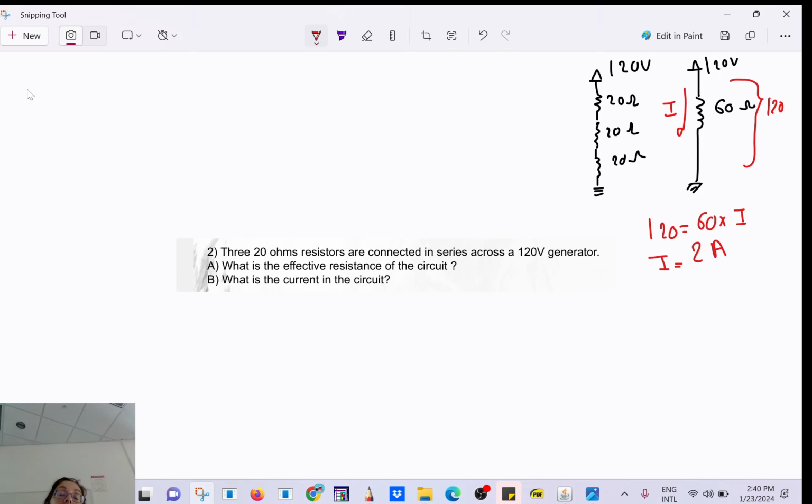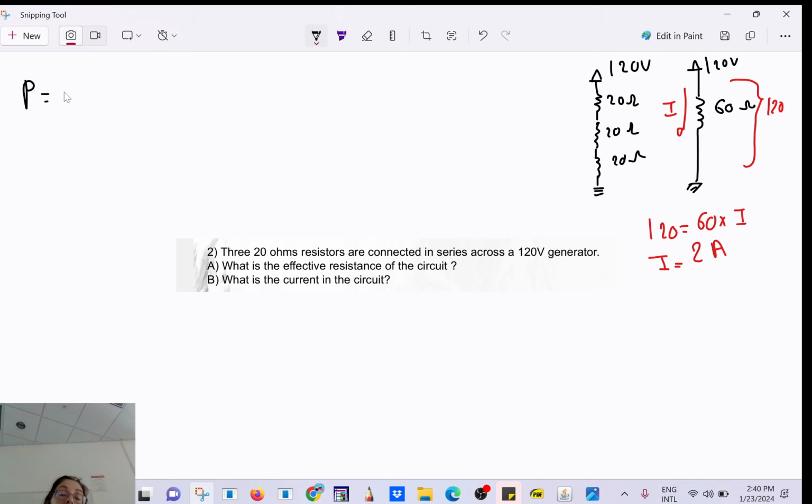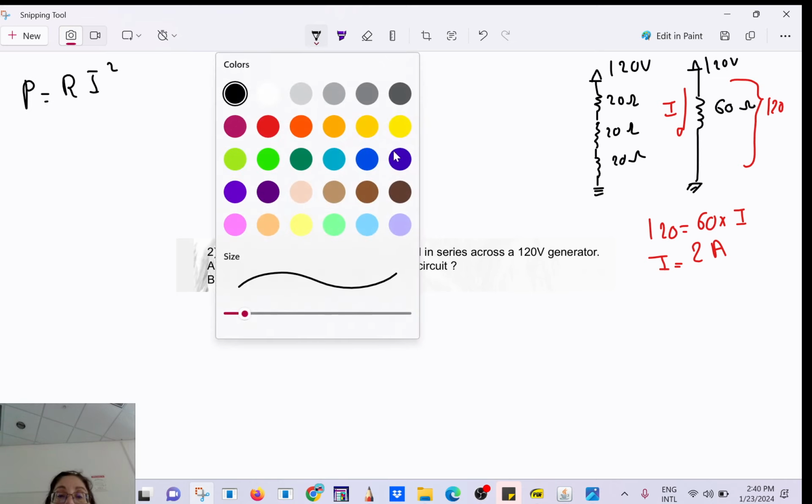I'm sorry, I don't know why I spaced out, but the power is R I squared and not R squared I. So maybe that's why I confused you.